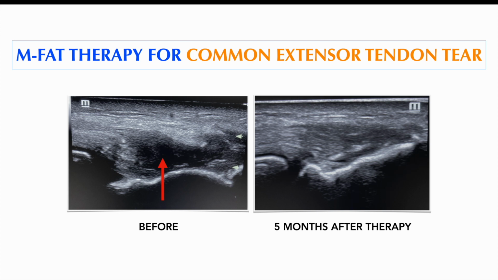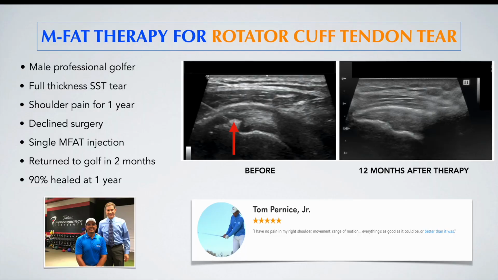This is a patient, an avid pickleball player with a very large common extensor tendon tear. There, I added adipose to her treatment. You can see significant improvement in 5 months with resolution of pain. This is a professional golfer who I treated with a full thickness supraspinatus tendon tear who declined surgery, and he was able to return to competitive golf within 2 months. And when I reevaluated him a year later with ultrasound, I saw nearly 90% resolution of the tendon tear.